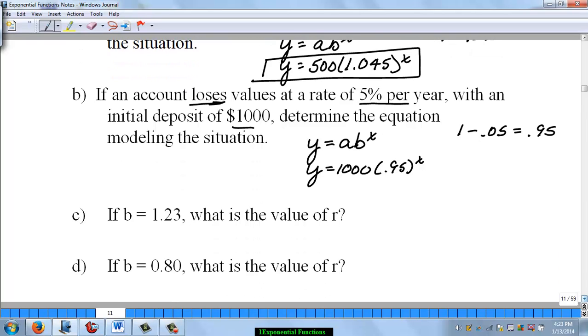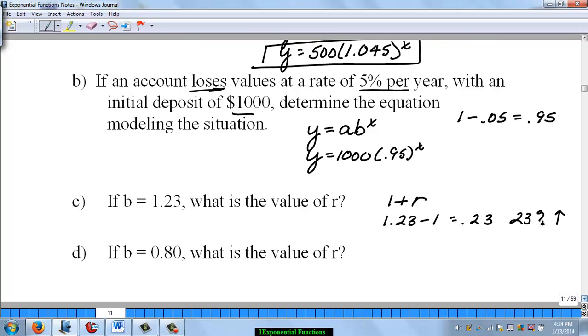Okay. If B was 1.23, what's the value of R? So you take 1 minus your rate. All right, 1 plus your rate. So I'm going to say 1.23. I'm going to subtract the 1, so I have 0.23, or my rate is 23%, and it's growing. This one has my B as 0.80. What is the value of R? So I do 1 minus my rate, 1 minus 0.80, or 0.20, so that's 20% decay.